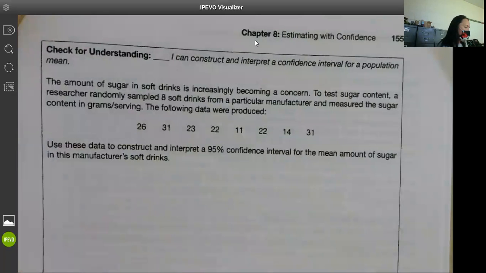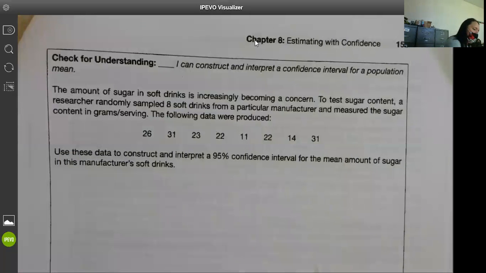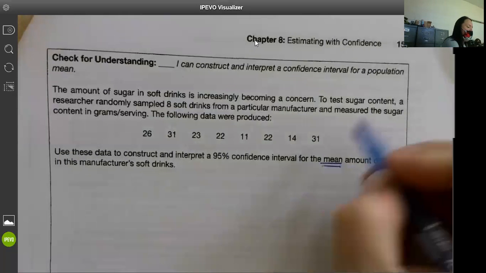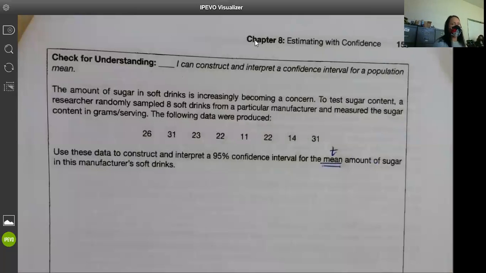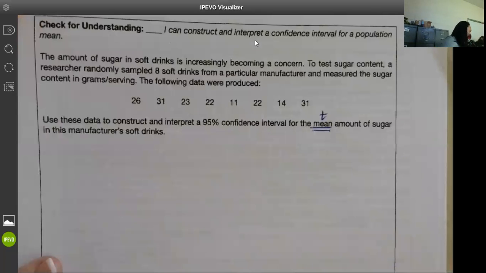This one says the amount of sugar in soft drinks is increasingly becoming a concern. To test sugar content, a researcher randomly sampled 8 soft drinks from a particular manufacturer and measured the sugar content in grams per serving. The following data were produced. Use these data to construct and interpret a 95% confidence interval for the mean amount in the manufacturer's soft drinks. Mean means we're going to use T.